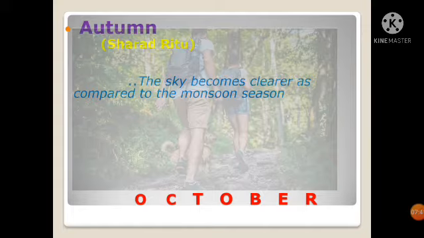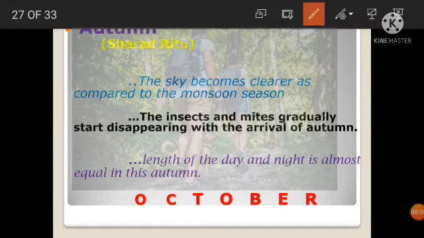I will speak one word. You will speak the following word. Then I will speak the next word, and you will speak the yet next word. Okay. The sky. What is this new word? Becomes. Becomes clearer, as compared to the monsoon season. So the sky becomes clearer because in the monsoon season.